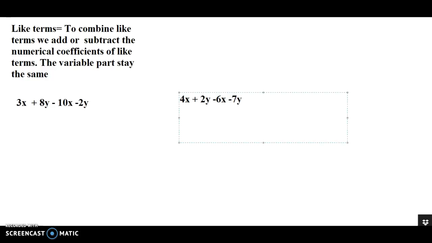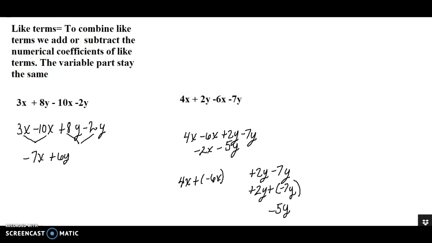Now, I would like for you to pause this video and try these two problems on your own. For your first one, you should have gotten negative 7x plus 6y, and for the second one, you should have gotten a negative 2x minus 5y.